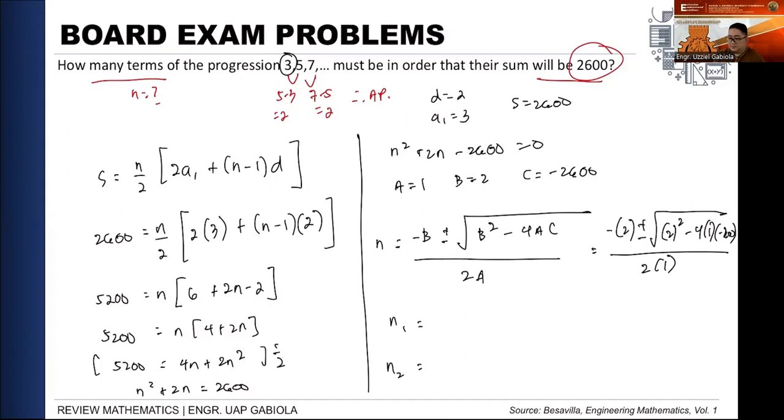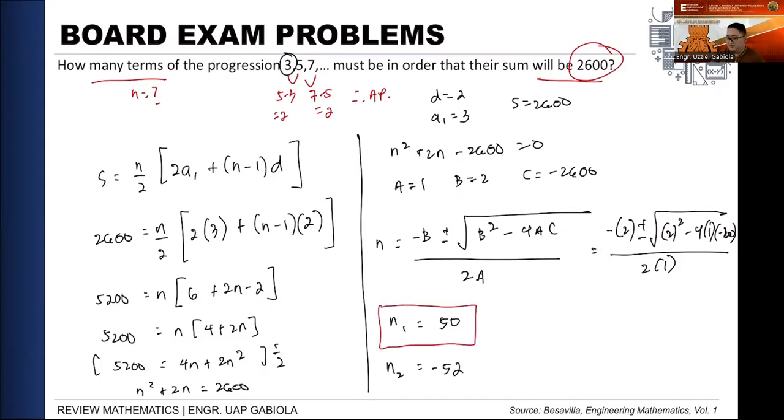50 saka negative 52. Okay? So, dalawa yung value natin. So, alin ang tatanggapin natin sagot? Positive po, sir. Okay? Correct, no? The positive one. Si 50 yung magiging sagot natin.